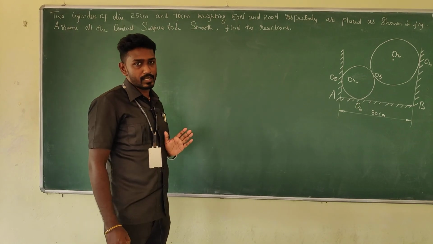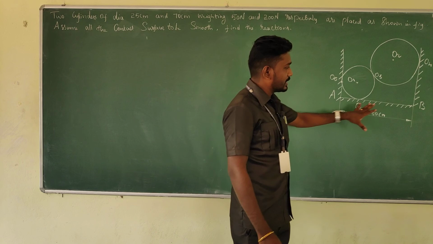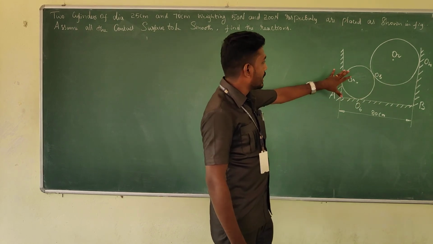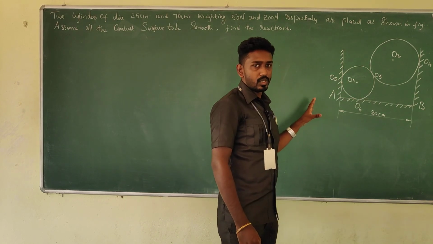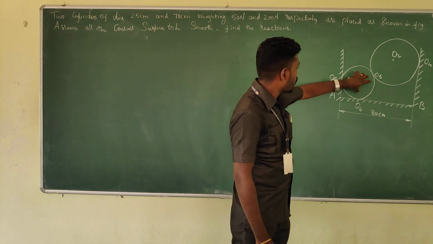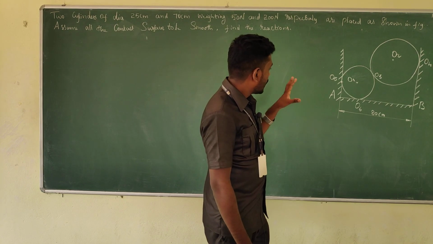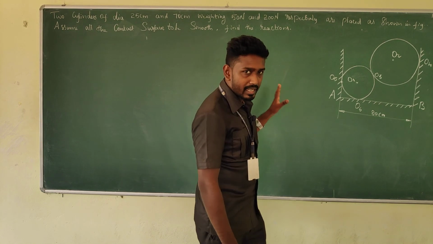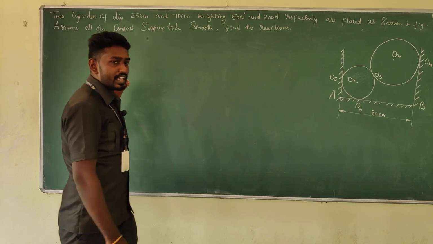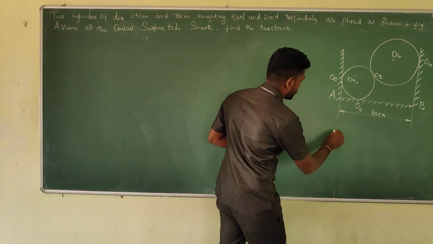Find the reactions. So this is the given question and this is the given diagram for us. This is how the objects are arranged. We have two cylinders, cylinder 1 and cylinder 2, and a number of contact surfaces are there. Let us take the given data first of all.